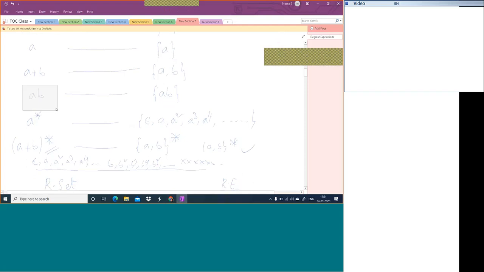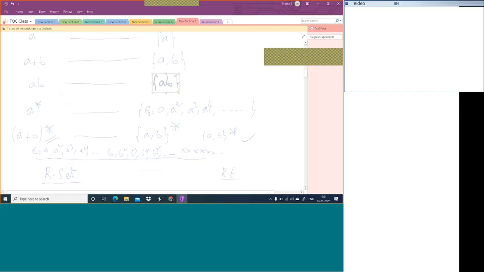Now AB is an expression. What are the strings that can be represented by this AB? Only AB. Don't say A comma B comma AB. The regular expression AB can give you only the string AB, not single A, not single B. It is A followed by B.